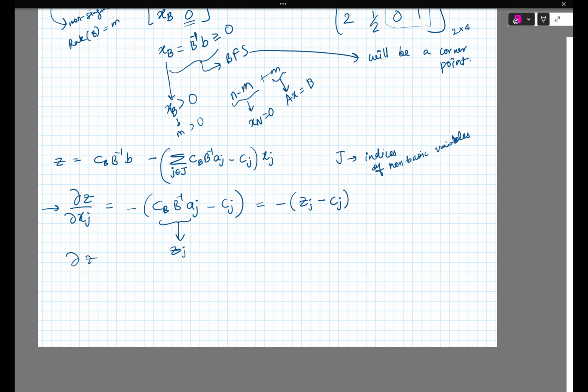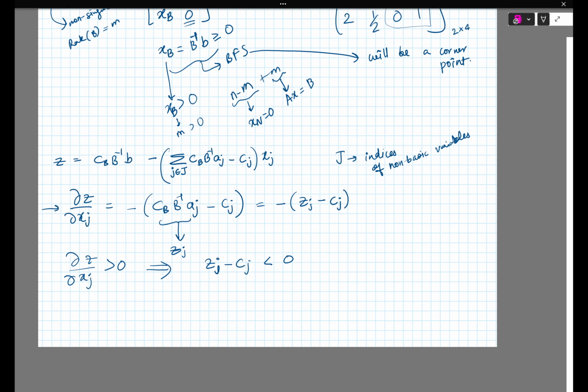So if you want this to be positive, that means your zj minus cj should be negative, right? So the most increase will be for the value which has the most negative value of zj minus cj. Okay. So this is the reason why we compute the zj minus cj.